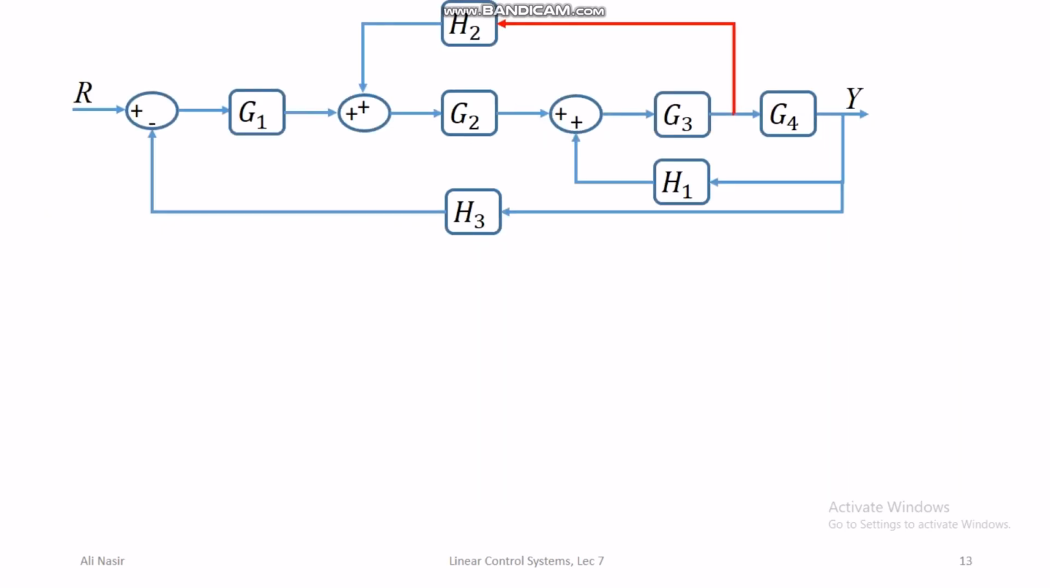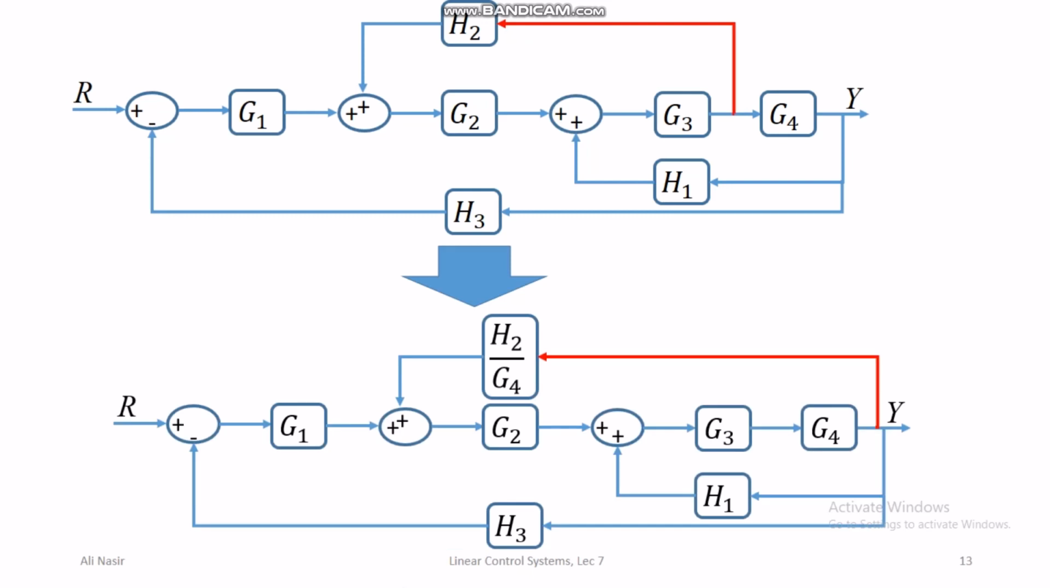So I copy this block diagram in the next slide, and we convert it into this equivalent block diagram. In the equivalent block diagram you can see that I have shifted the rear end of the branch. I have basically shifted the branch out of the loop G3 G4 H1. And to keep the block diagram the same, to preserve the transfer function between Y and R, I have changed the block H2, and now the new block is H2 divided by G4.